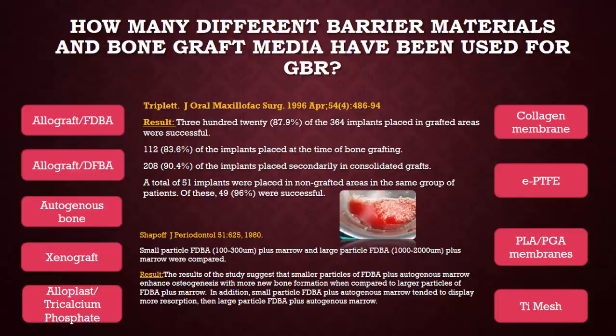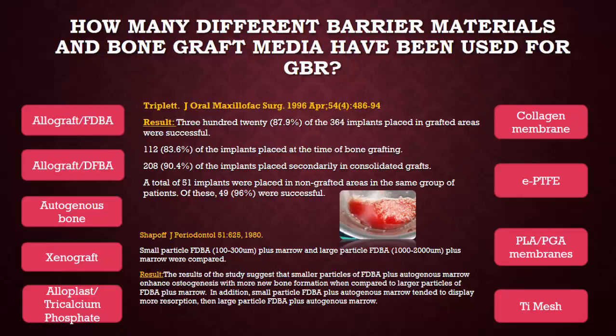One group they placed the implant with the bone graft at the same time, and the success rate was 83.6%. The other group they did bone graft first, and then they came back and placed the implant in the second surgery, and the success rate for this group was 90.4%. With the third group, they placed the implant in non-grafted area, and they showed the highest success rate, 96%. Of course, when we place the implant in native bone, we get a higher success rate than if we place the implant into grafted area.